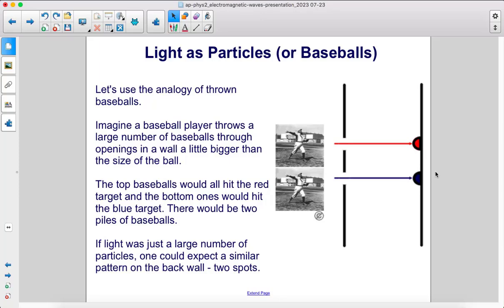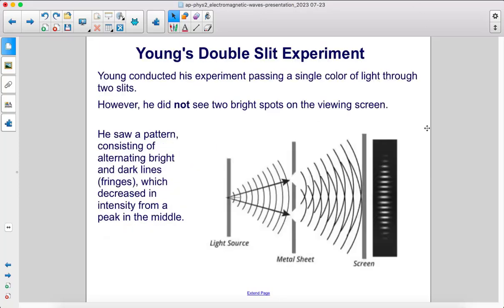If light was just a large number of particles, one could expect a similar pattern on the back wall, two bright spots. Young conducted his experiment passing a single color of light through two slits. However, he did not see two bright spots on the viewing screen. He saw a pattern looking like this, consisting of alternating bright and dark lines, also known as fringes, which decreased in intensity from a peak in the middle.